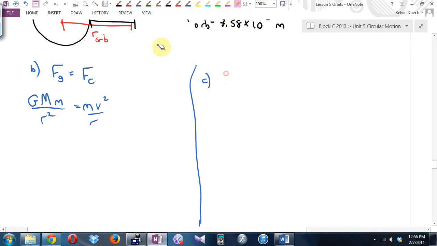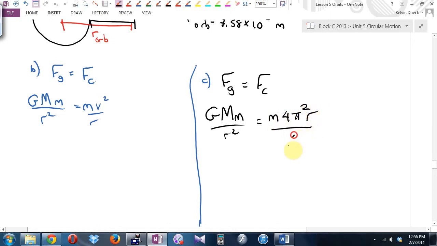Boy, this thing is really acting slow. I would go big G, big M, little m over r squared equals m 4 pi squared r, because it did in the third one, which I called B twice, but I crossed out and made C. It asked for the period. Yes? Okay.